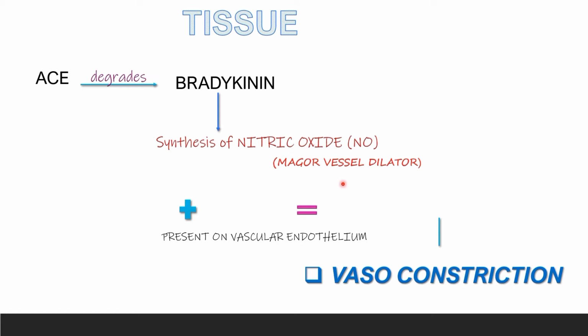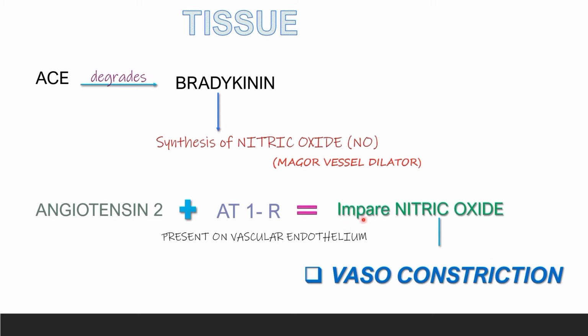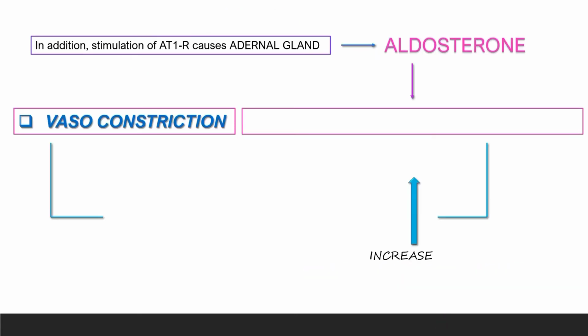To counter this mechanism, angiotensin 2 acts on the AT1 receptor, present in the smooth muscle walls of the vascular endothelium, causing impaired nitric oxide. As nitric oxide is impaired, the major vessel dilator is inhibited, so the vessel is no longer dilated. The vessel tends to contract more and more, causing vessel constriction, also known as vasoconstriction. Also, the AT1 receptor stimulates the adrenal gland to release aldosterone.